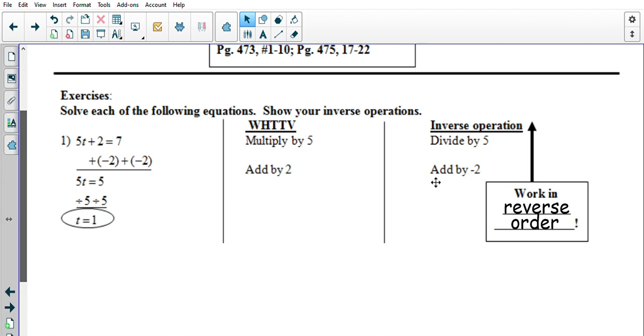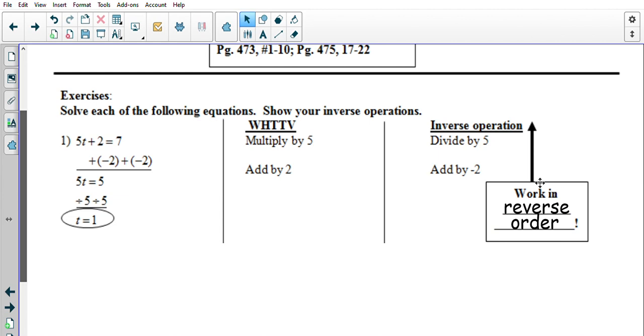Now remember, for adding and subtracting, we have two possible inverses. We can change either the operation or the sign. So if you were thinking subtract 2, you're correct as well. When we go to solve this, though, we're going to work in reverse order. So the last thing that we did to the variable is the first thing that we undo.